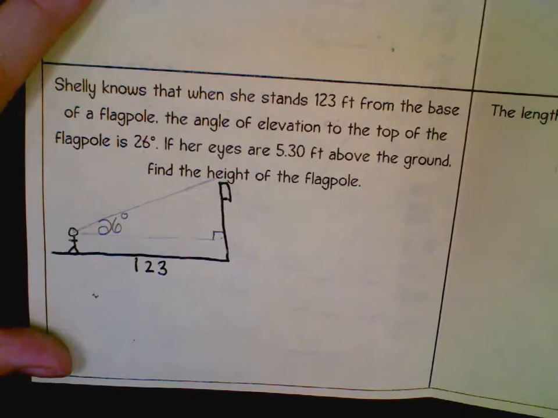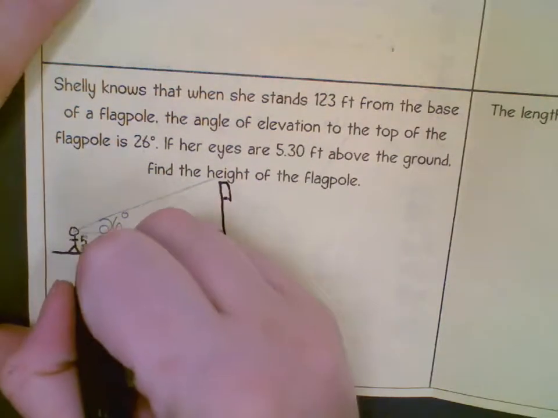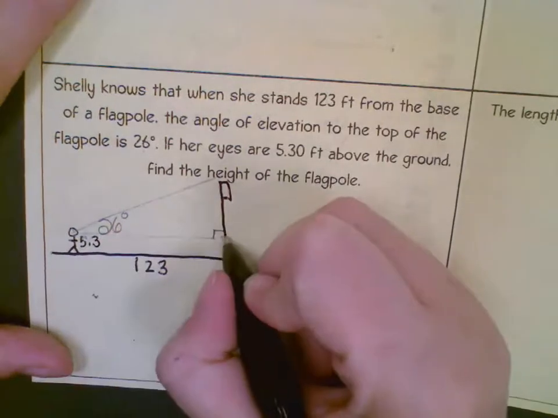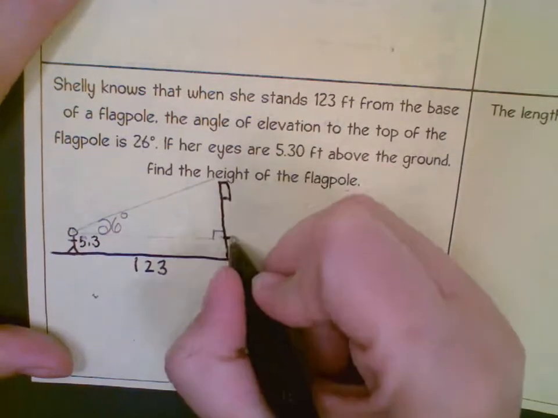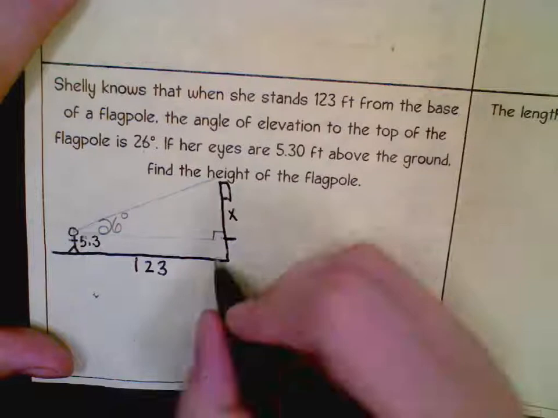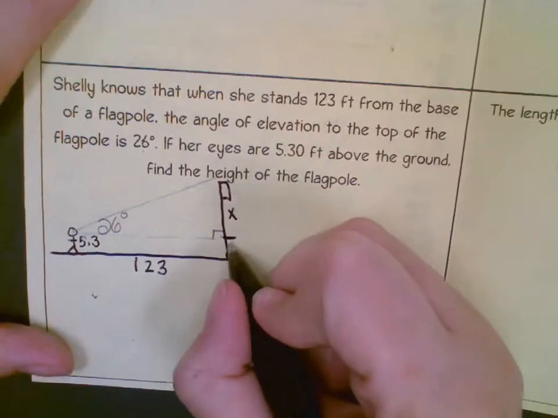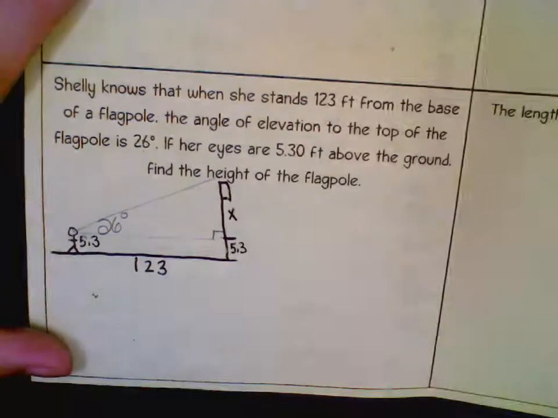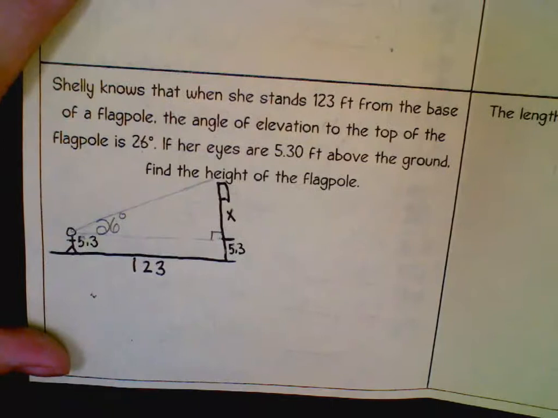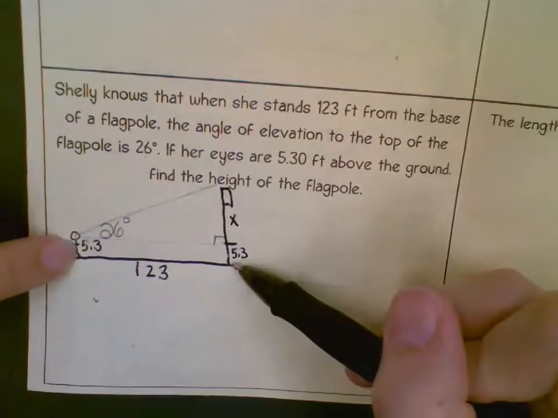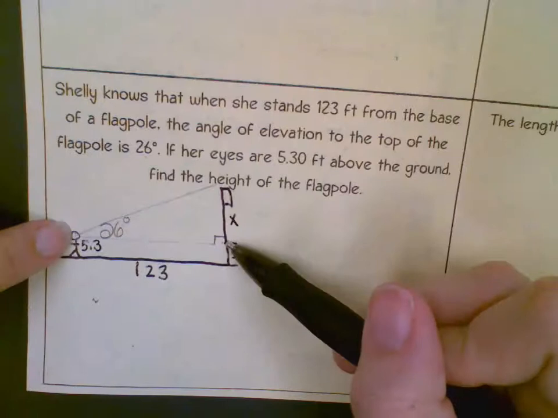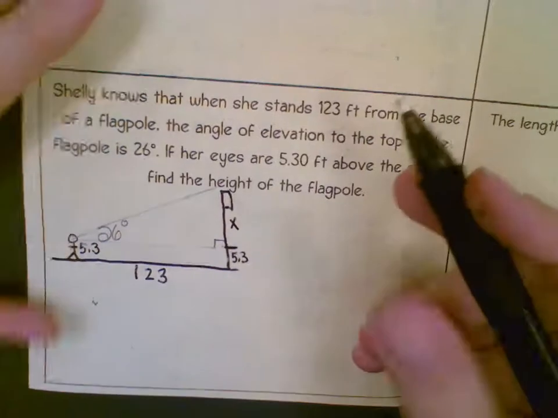So it's asking us to find the height of the flagpole. So remember that our triangle is only that part. So that's our x, but this part to the ground here is 5.3. So we can't forget about that when we're solving. And since this part here was 123, that means that this part is also going to be 123.